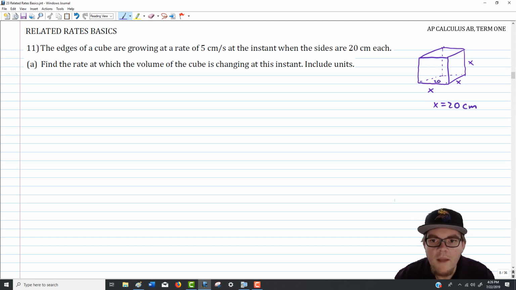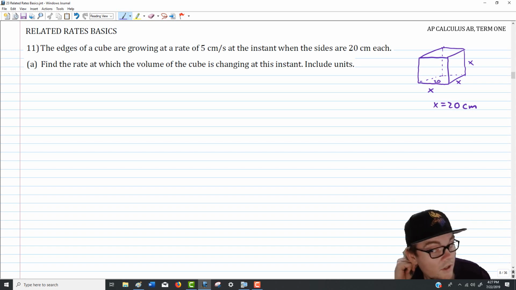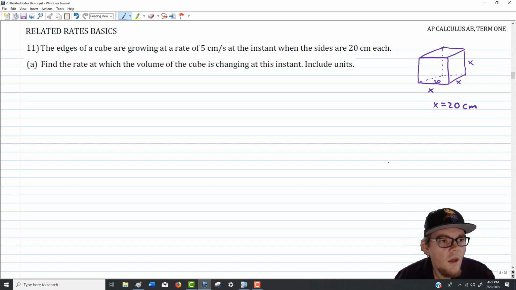And if you'll recall, one of my recommendations is I put variable lengths, like descriptive variables, on the outside, and then the specific snapshot times on the inside. So there it is in place. From here, the next thing it says is the edges are growing at 5 centimeters per second. That'd be like saying dx/dt, codename x prime, is equal to 5 centimeters per second. So there's where we're beginning.